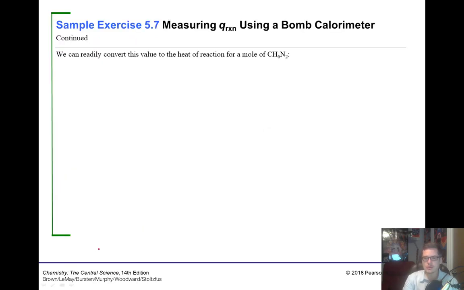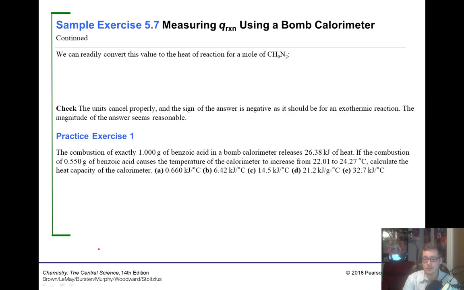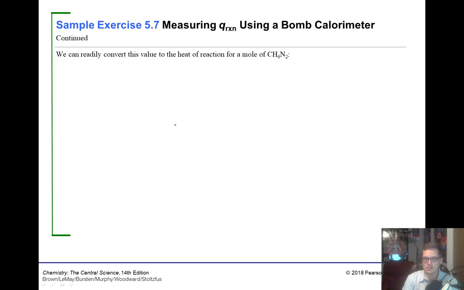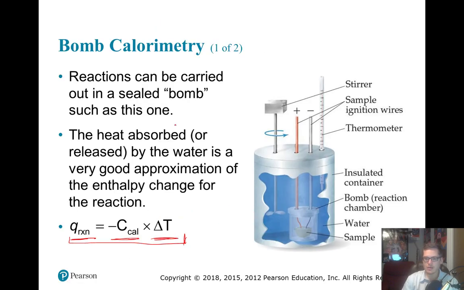So let's do a couple practice problems here. All right, here we go. The combustion of exactly 1 gram of benzoic acid in a bomb calorimeter releases 26.38 kilojoules of heat. If the combustion of 0.550 grams of benzoic acid causes the temperature of the calorimeter to increase from 22.01 to 24.27 degrees Celsius, calculate the heat capacity of the calorimeter. All right, so it's a bomb calorimeter, so that means we can use our new formula we just got. So our new formula was this guy back here, right? Q equals negative C delta T, okay?